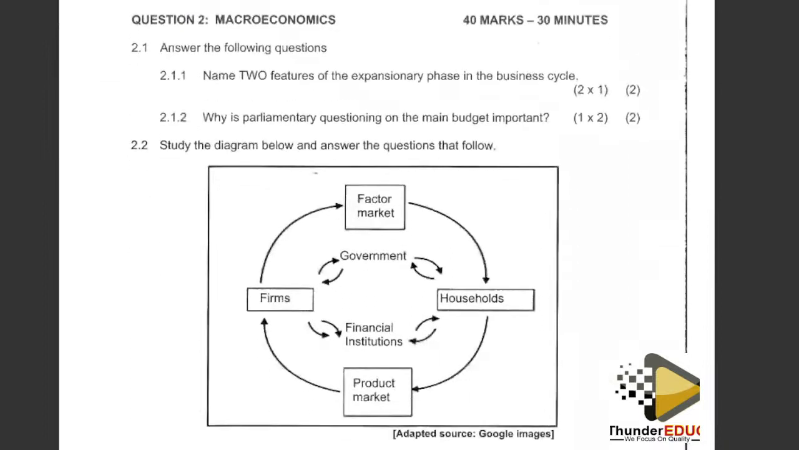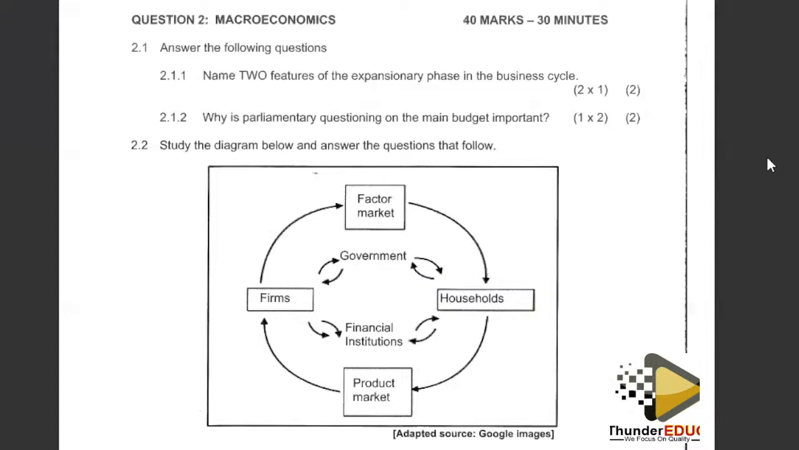Okay, right, grade 12s. So now let's move on to the next question. We have section B. In section B, you are given three questions, and the expectation is to select two. So let's check what we have in store. We have 2.1, which under question 2 says, answer the following questions. 2.1.1 reads as follows: name two features of the expansionary phase in the business cycle.